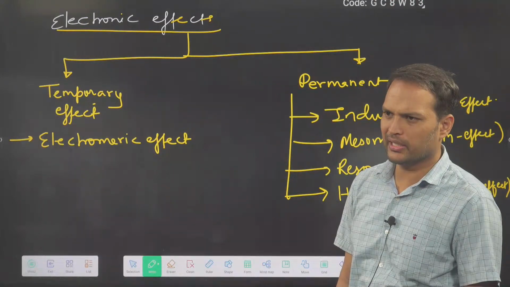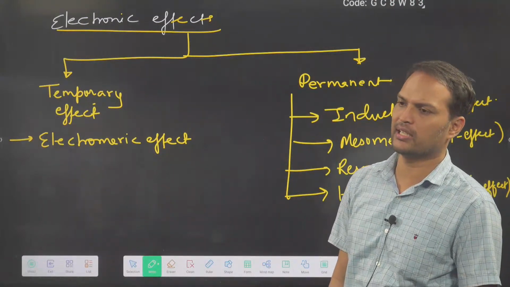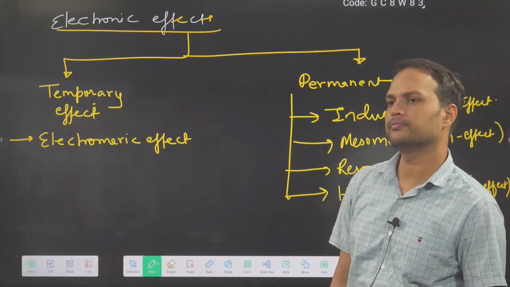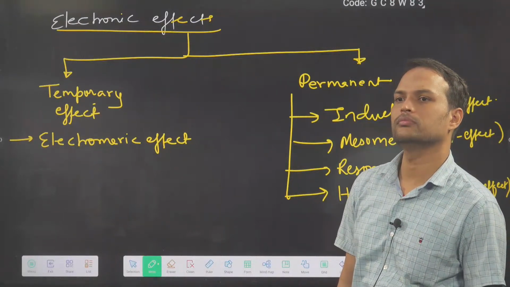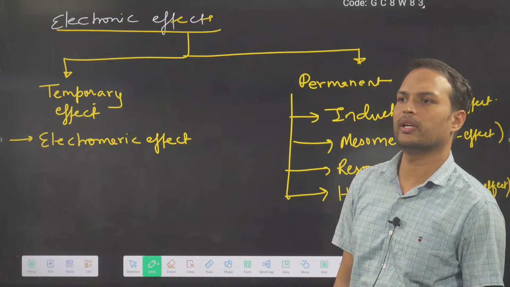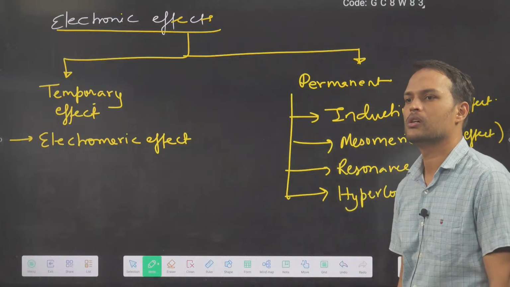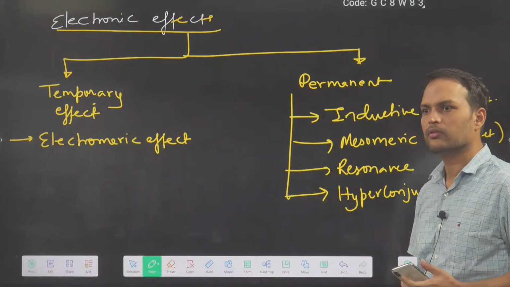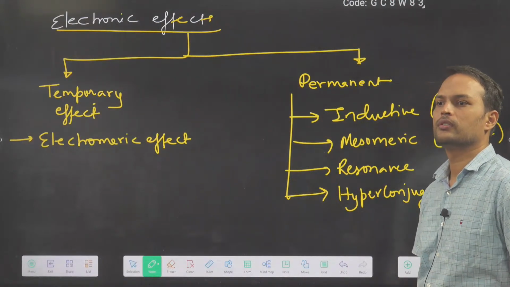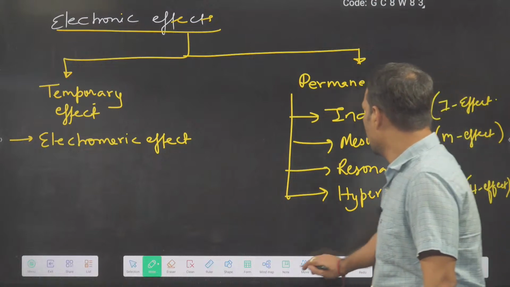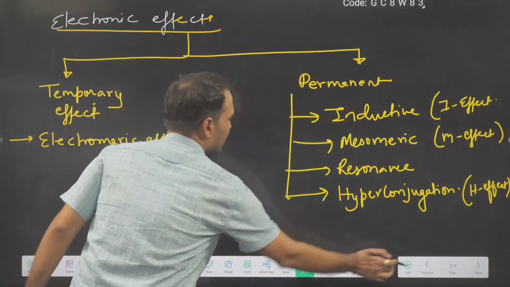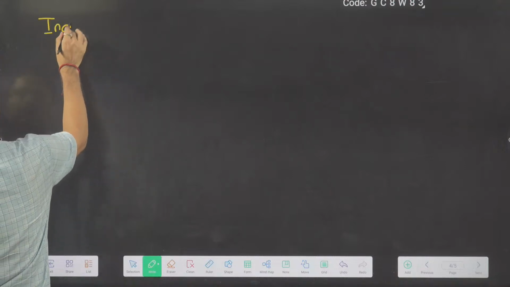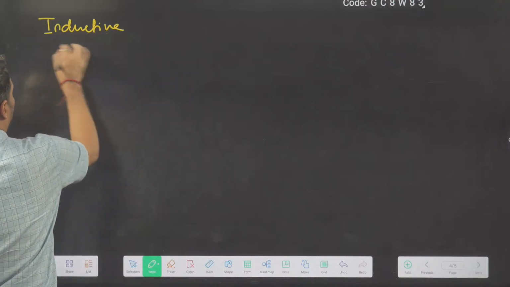So let's study a bit so that the burden will be less in the next lecture. 15-20 minutes we will study, then over. Okay, we have studied 25 minutes now. Time is correct, 5 minutes slow. Chalo, done. So let's start from inductive effect. First we will study the permanent effect, later on the temporary effect.